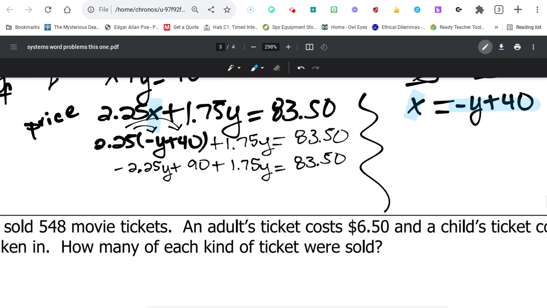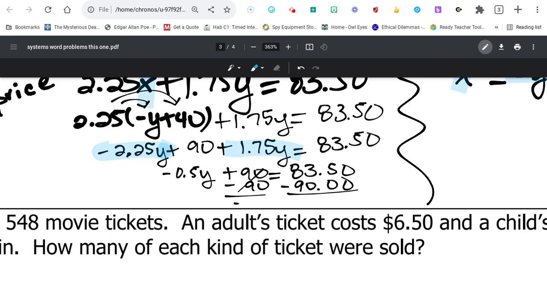All right, guys. So I'm going to combine like terms. There'll be this one and that one. Let's subtract because they're different. A quarter is going to be 50 cents. So that's going to be negative 0.5Y plus 90 equals 83.50. And let's subtract 90 from both sides. I hate that these spaces are so tiny. I keep running out of room. So that's negative 0.5Y equals negative $6.50.